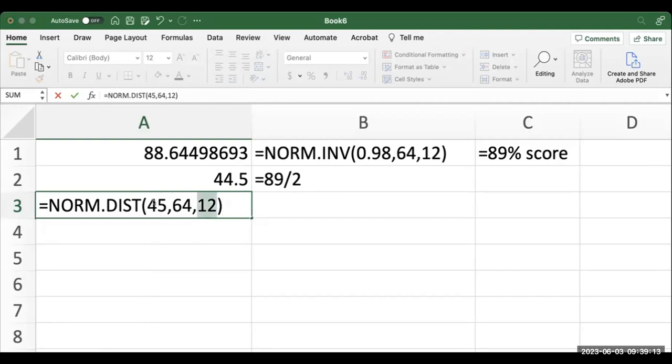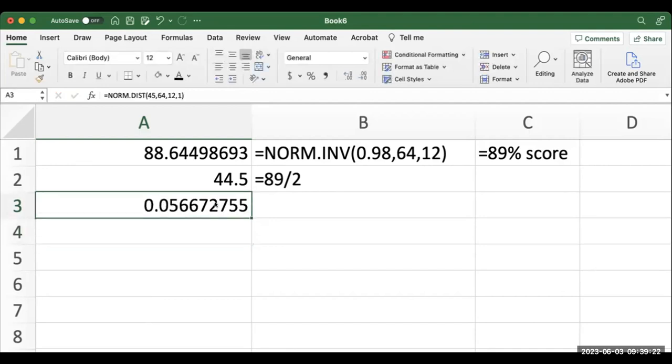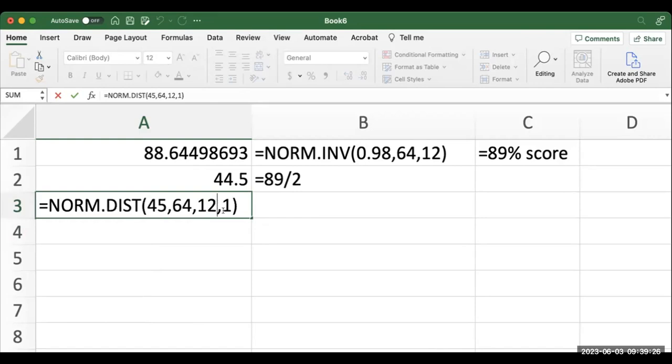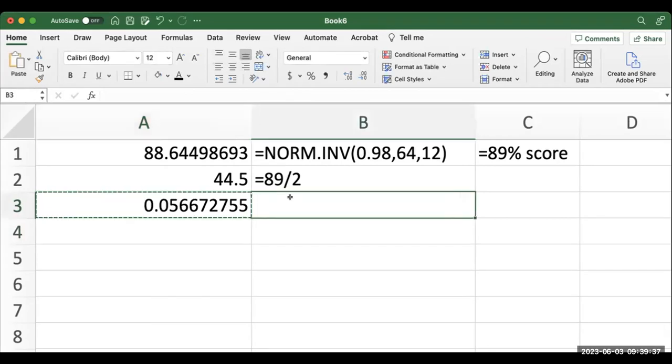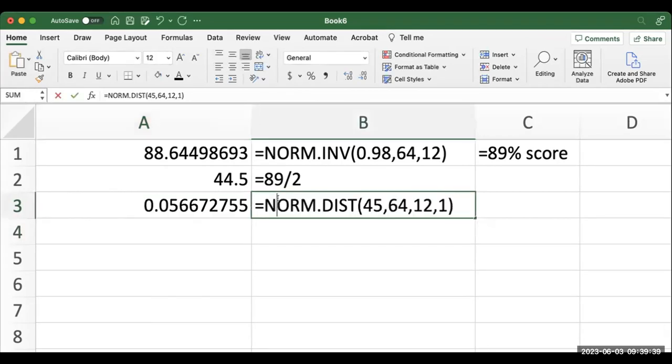What did I do wrong? Oh, X, mean, standard deviation. I have to tell it I want it to be cumulative. I want the left side. Yeah, that's the answer. So he's a very low score. It's in the 5th percentile, which maybe you didn't pick because it looked weird, or maybe you didn't get this far. So you had to apply the normal distribution twice.